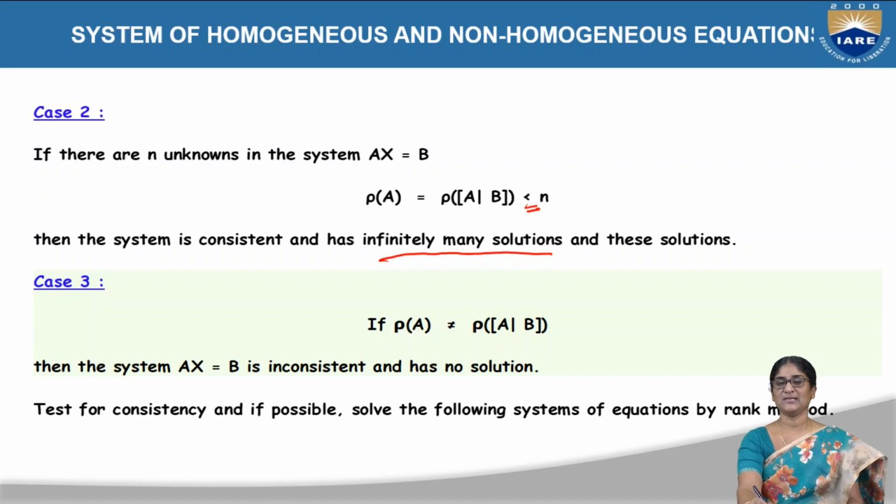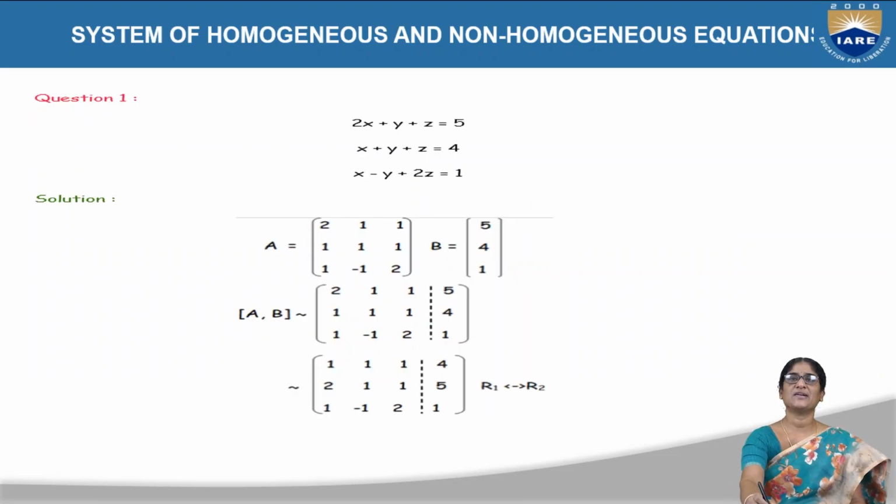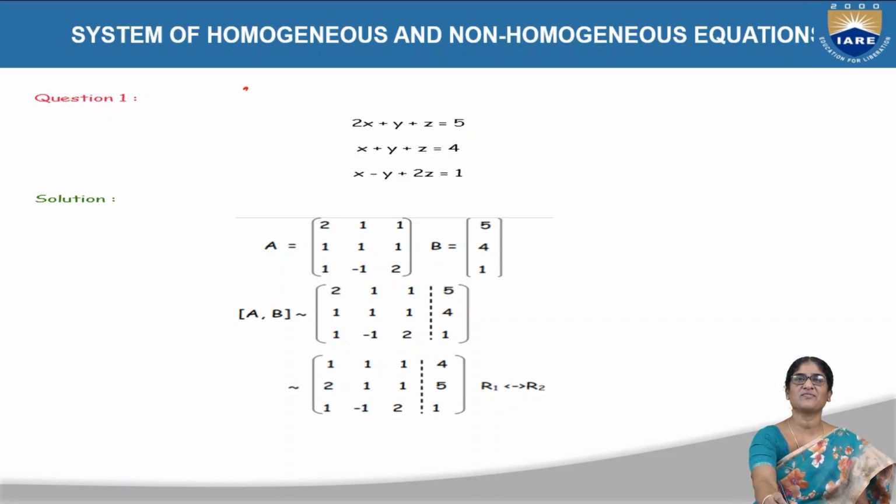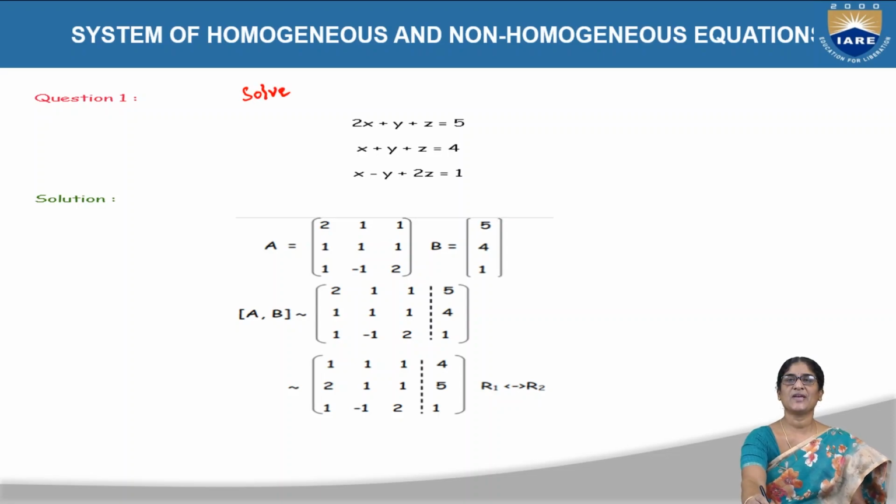So for the linear equations to be consistent, it is necessary that the rank of A by B and the rank of A, that is, the augmented and the coefficient matrix, should be equal. Let us see one example here. Solve the linear system of equations: 2x plus y plus z is equal to 5, x plus y plus z is equal to 4, x minus y plus 2z is equal to 1.